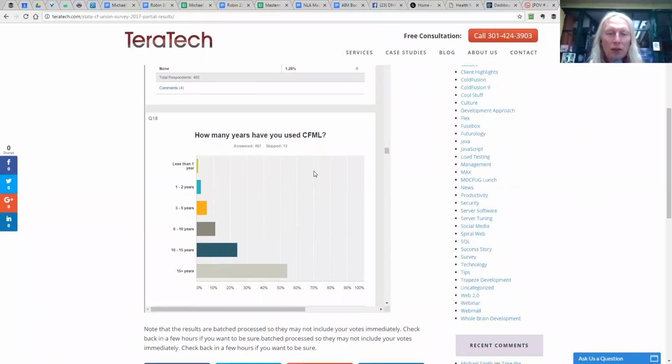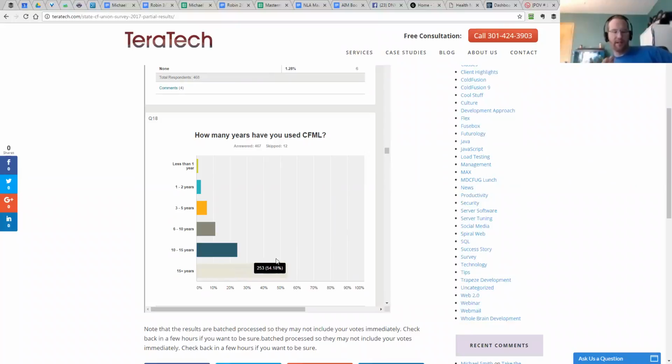All right, let's look at some experience questions. So, how long have people been using CFML who took the survey? Yeah, it's very clear that a lot of people have been doing it for a long time, basically since ColdFusion 1.5. Absolutely. And this is one of the more sobering questions on here, because this isn't really what you want to see in a language.